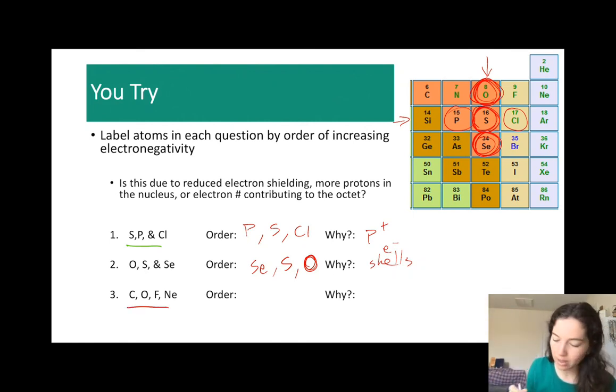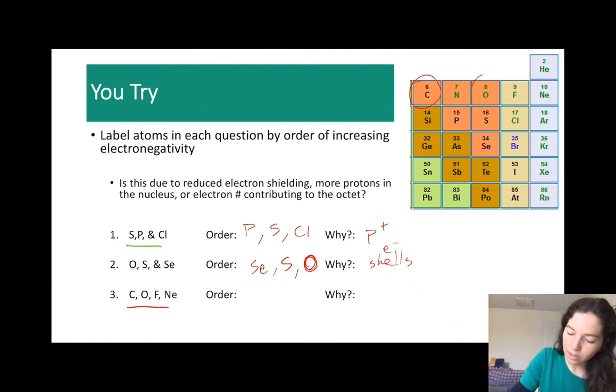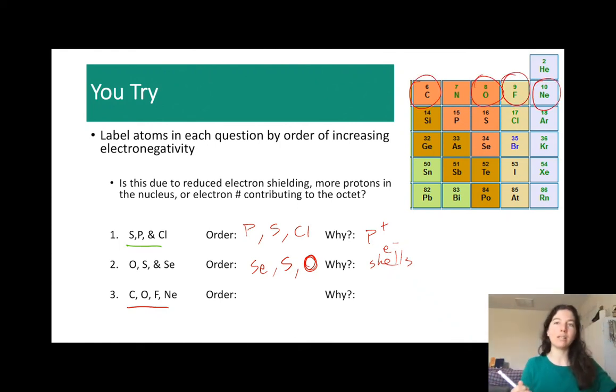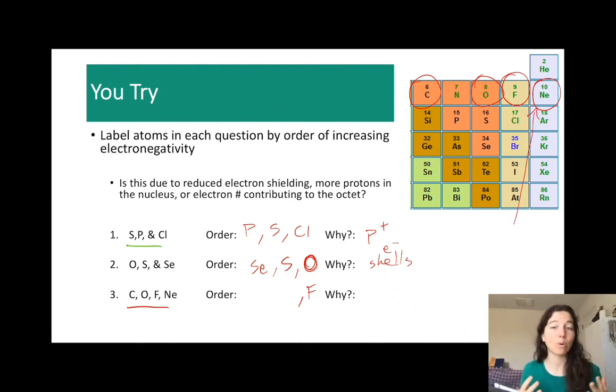All right, let's take a look at carbon, oxygen, fluorine, and neon. So we have carbon here, oxygen, fluorine, and neon. These are all in the same row, so they have the same amount of shields or shells, which is really nice. We need to look at our most electronegative. We know that's fluorine. Fluorine is the most electronegative atom on the periodic table. The next thing we want to look at is increasing number of protons, because we're going across a row.